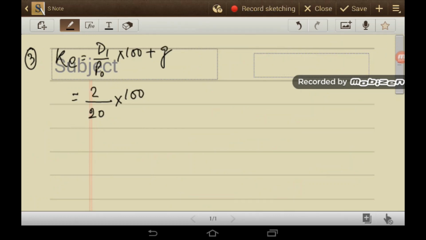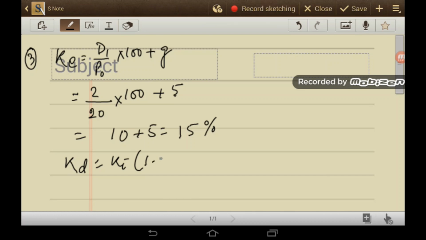So Ke is equal to D1 by P0 plus G. D1 is given as rupees 2, P0, that is the price of the share at the beginning, is rupees 20, and G is 5%. So here it is 10 plus 5, equal to 15%. Kd is equal to Ki into 1 minus T. Ki is given at 10% and 1 minus 0.35, that is 35%, is the tax rate. So this will be 6.5%.